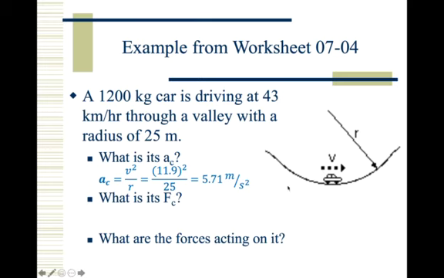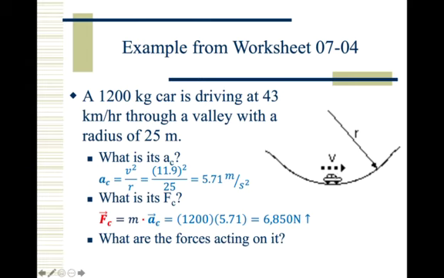How do we find the centripetal force? We just need to take this centripetal acceleration times the mass of the car. The mass of the car is 1,200, so if you solve this, you'll discover the centripetal force required to keep this car going in that circular path is roughly 6,850 newtons. What direction is this net force?